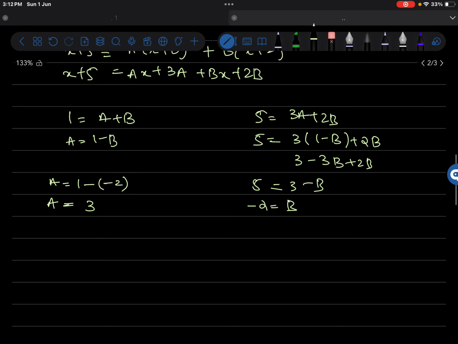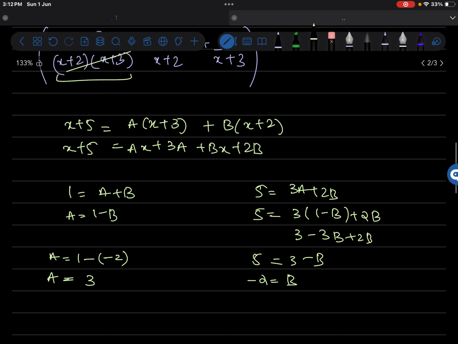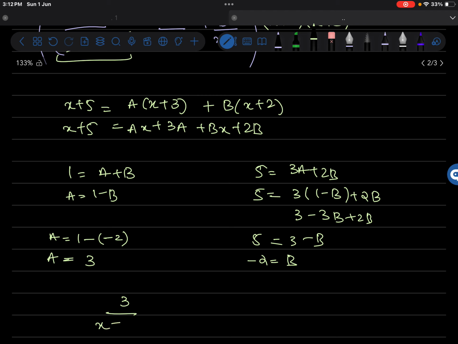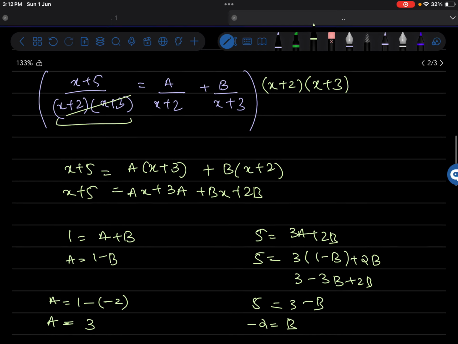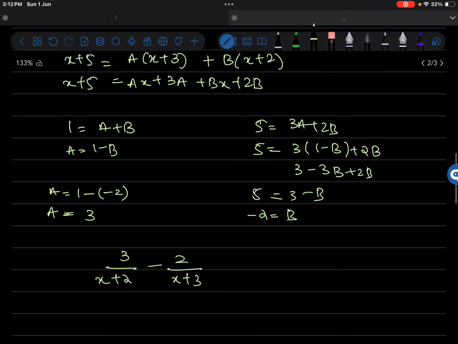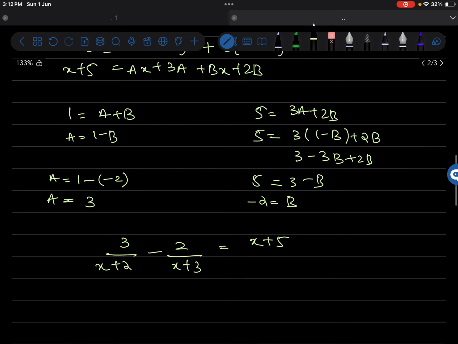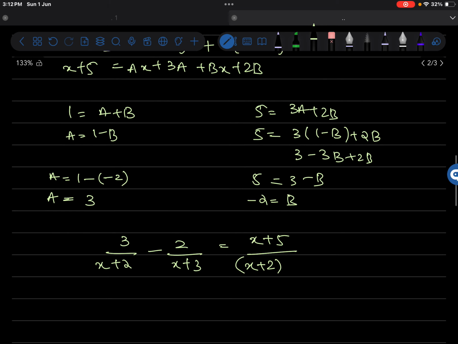So I can say that my value of a is 3, my value of b is negative 2, so I can put it right here, which is a over x plus 2. So I can say 3 over x plus 2 plus, or I can just write it like this, minus 2 over x plus 3. So this right here basically equals (x plus 5) over (x plus 2) times (x plus 3). So notice how we went from this somewhat complex fraction to these two simpler ones, right? And you use these for integration, for algebra, and for other purposes.